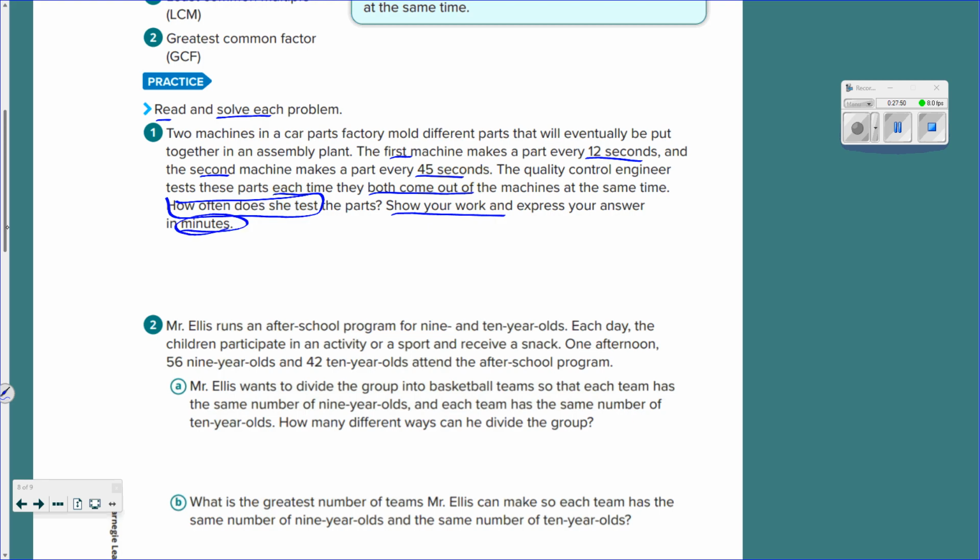Okay, I'm pointing it out. Make sure you don't do it right. I'll give you a hint on this. You're looking for LCM.